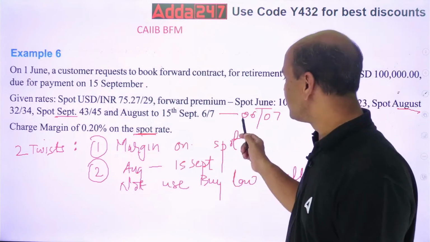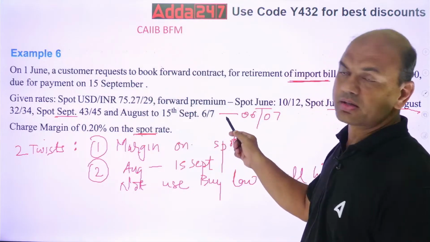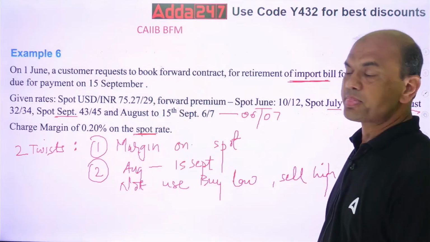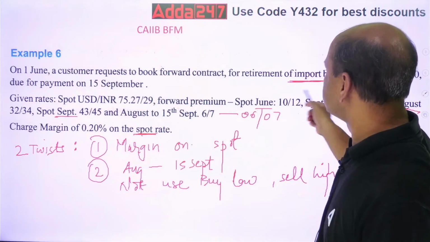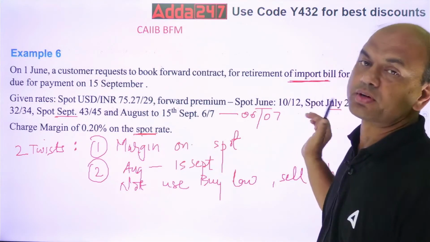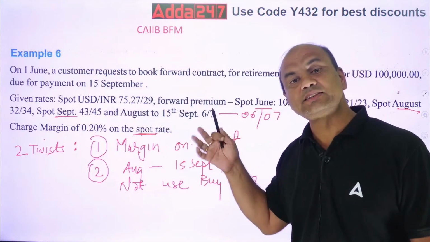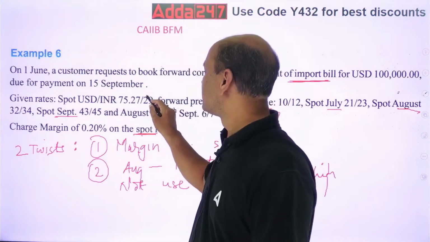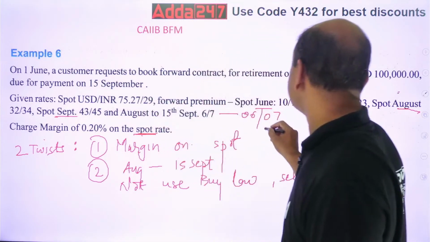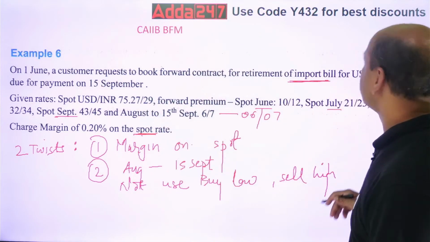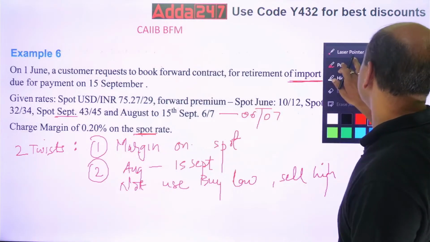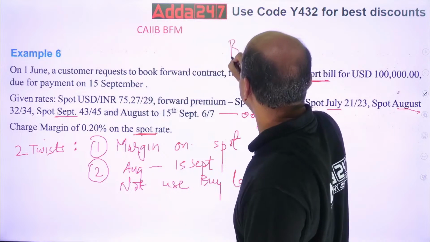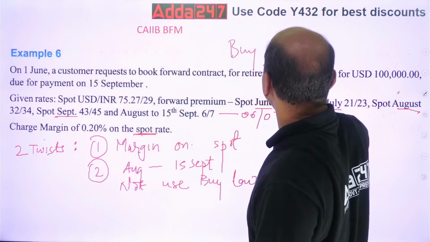And always remember 6, 7 means what? There are two digits, 06, 07. Now kindly note, we are focusing on import bill. So we'll be focusing everywhere on the right side, not the left side. This side is always buy, this side is always sell. Let me show you. Whenever you have like this, this side is always buy and this side is always sell.